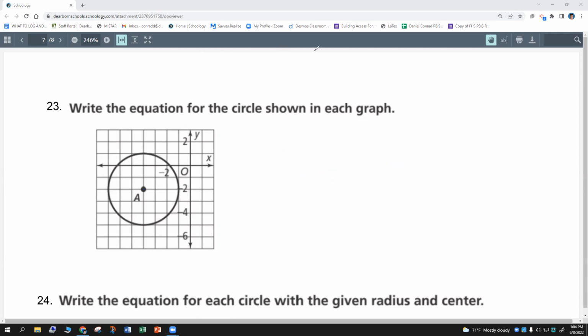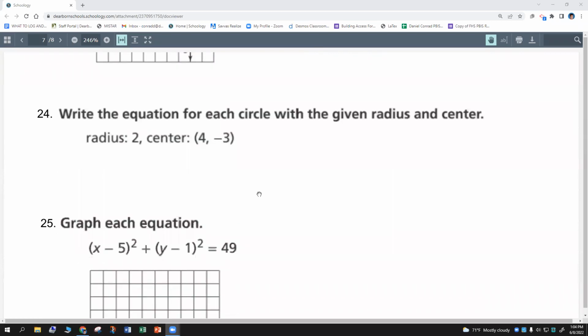Number 24. Write the equation for each circle with the given radius and center. So we have a radius of 2, center of 4, -3. That's basically exactly what we did for 23, except we don't have a graph. They're just giving it to us written.